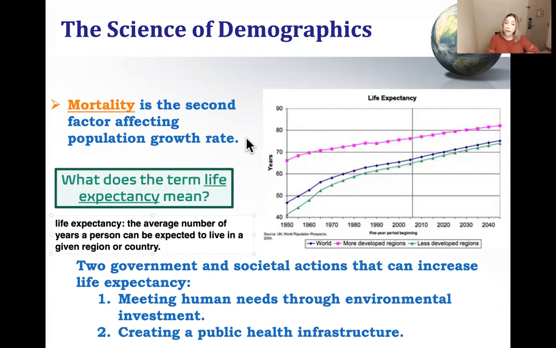Now, there are two things a government can do to increase the life expectancy of their citizens. The first one would be meeting basic human needs. And then I put through environmental investment. For instance, everyone needs clean drinking water. So environmental investment would be building an infrastructure to deliver clean water to everyone. And surprisingly, access to clean water is something many millions of people around the world do not have.